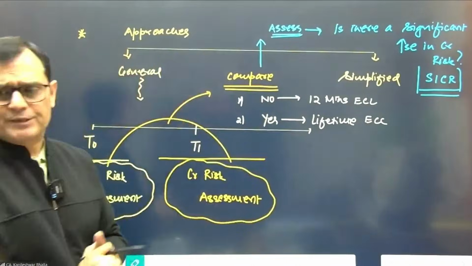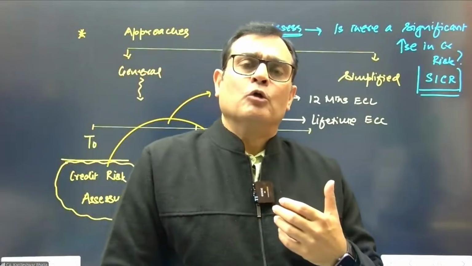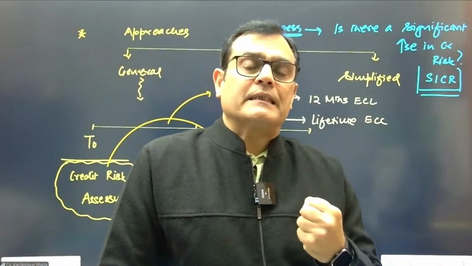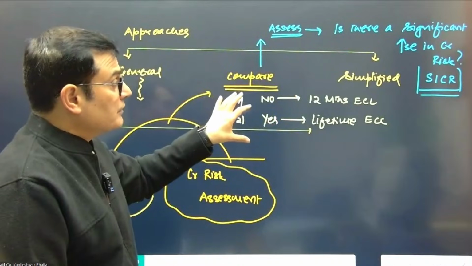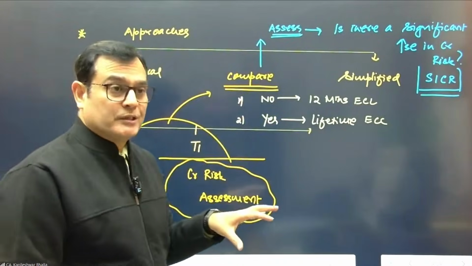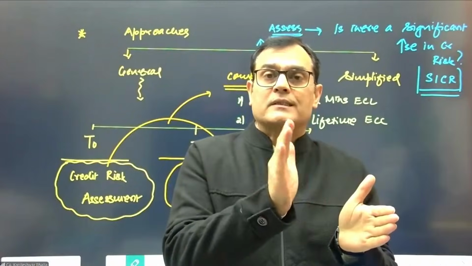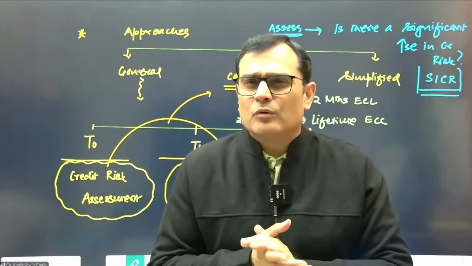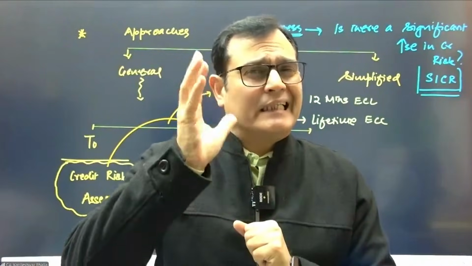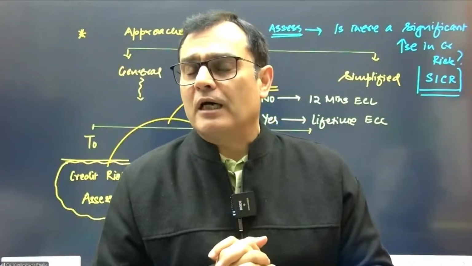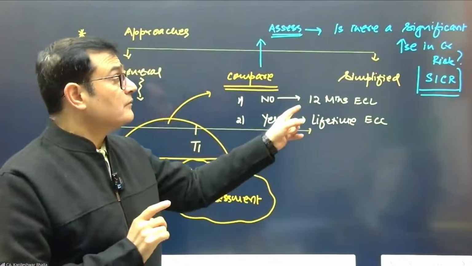Now you would say, what is this, that you're applying a lifetime or a 12 months ECL? I'll tell you now. For example, if you conducted the significant increase in credit risk assessment test and you said, no, it's not significantly gone up, I don't need to do too much forecasting. I will basically visualize that in any case, I'm going to make a balance sheet after the next 12 months. Get this point clear? Where does this 12 months come from?